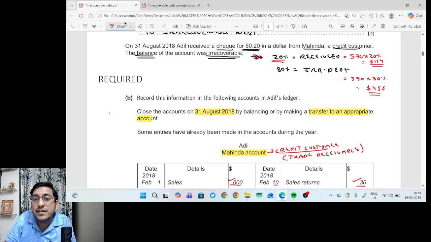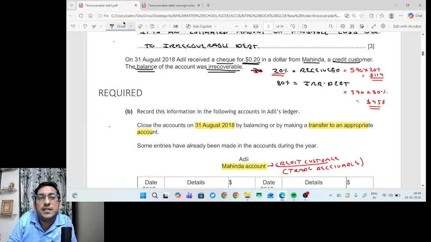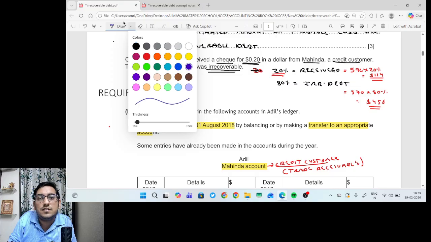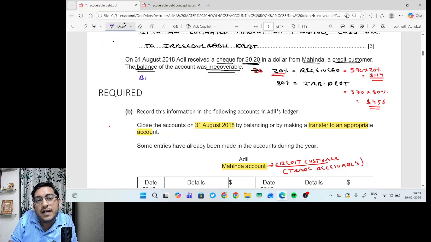So what will be the entry? The entry will be bank account debit. So I am writing the journal entry first. So what will be the entry? Bank account debit.